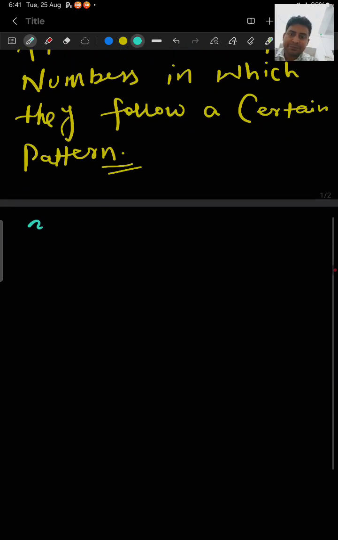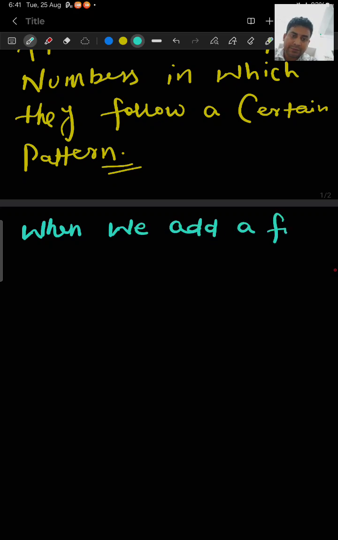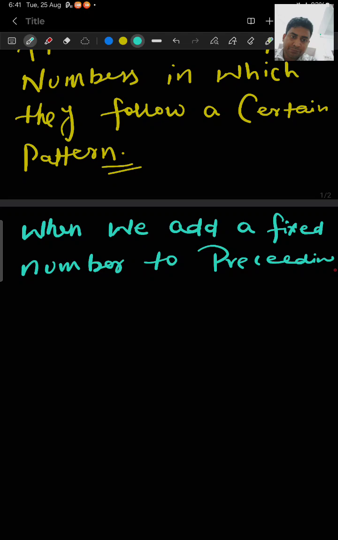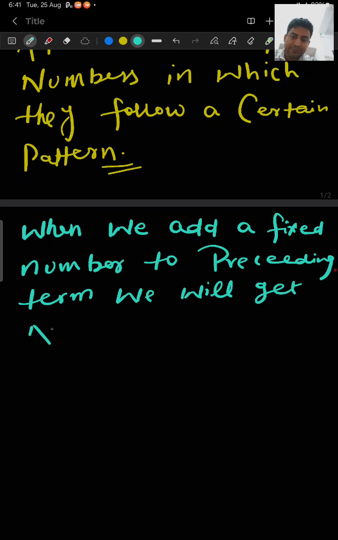When we add a fixed number to the preceding term, we will get the next number. This pattern will follow on, and that fixed number is known as the common difference.